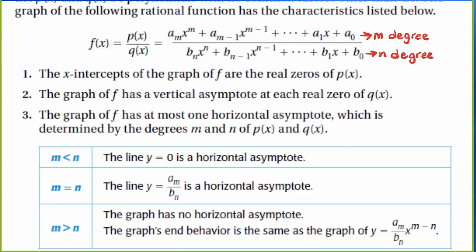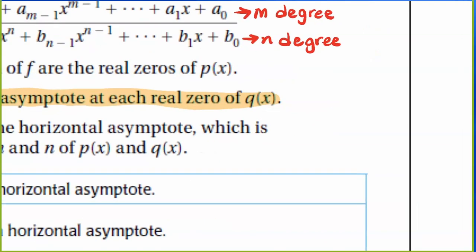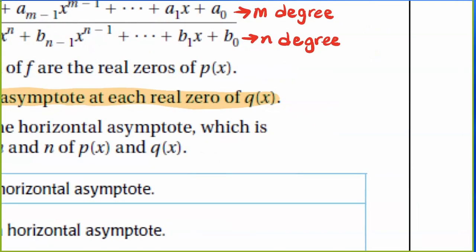Number 2, the graph of f has a vertical asymptote at each real zero of q of x. This is super important. This is one of the things we're going to deal with. So our vertical asymptotes, it's not like some formula you can use like in the last section. It's where we're going to have to factor the denominator. Those are going to be our vertical asymptotes.